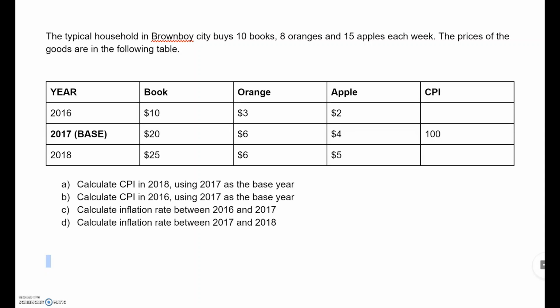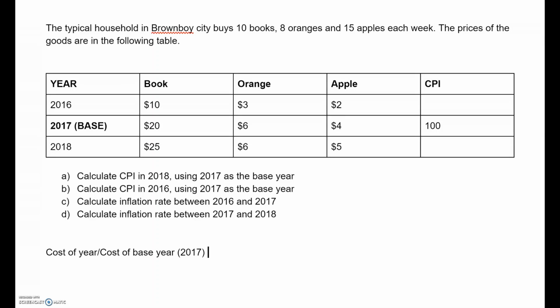So first is calculate CPI in 2018 using 2017 as the base year. So what is the base year? The base year is the year that is compared with the other years, 2016 and 2018 in our case, to derive the CPI. So, the formula to calculate CPI is cost of year divided by cost of base year, which is, in this case, 2017, multiplied by 100. We chose 2017 as our base year, as 2017 is right in the middle between 2016 and 2018.